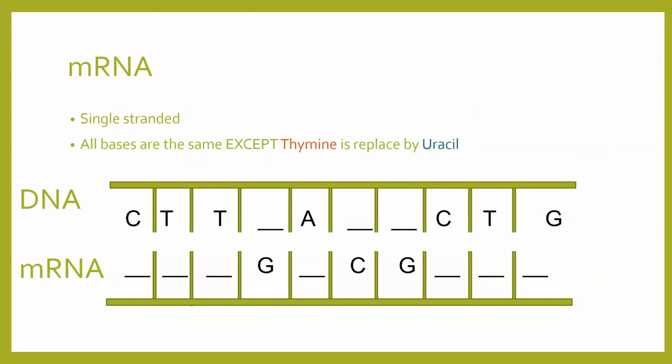And all the bases are the same except for one. So there's no T in RNA. The T is actually replaced with what's called uracil, or a U. So instead of T going with A, it's going to be A's going with U. So I know it's a little confusing, but I'm going to show you with this practice right here.